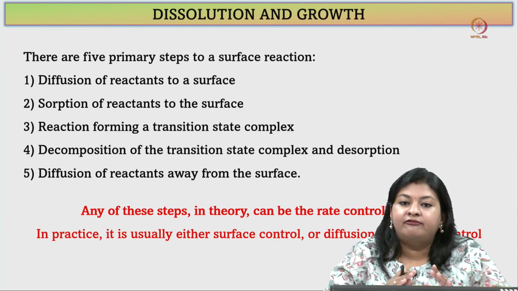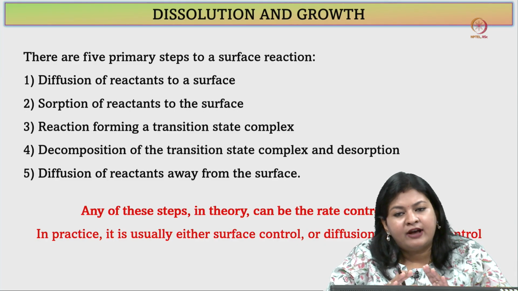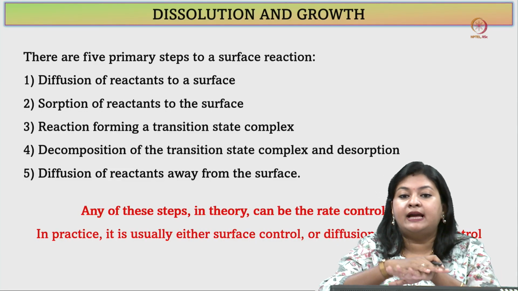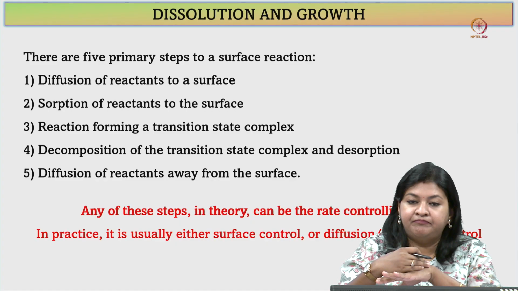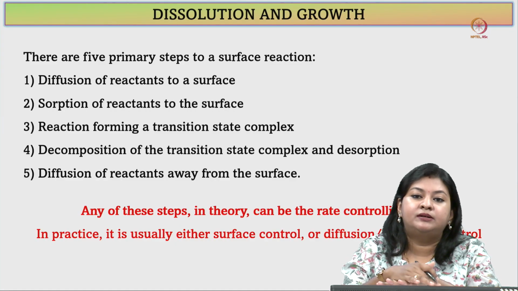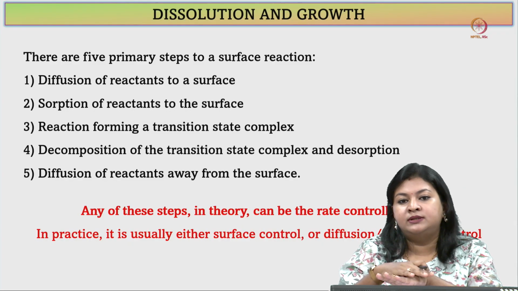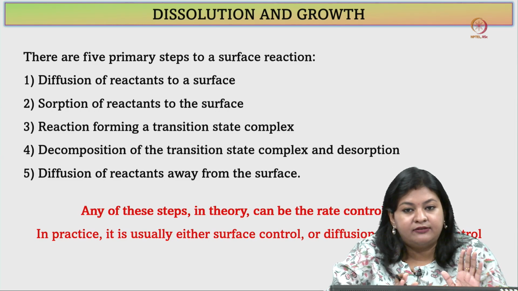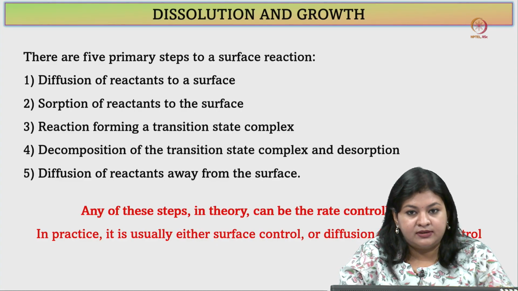We have found that, generally, there are 5 primary steps to a surface reaction. A surface reaction means the reaction is happening on a surface. That means this particular mineral is reacting with water and dissolving, forming some other products, or something is precipitating on the surface with time. So, for surface reactions, there are 5 steps. First, diffusion of the reactants to the surface.